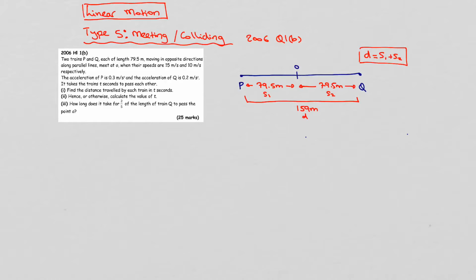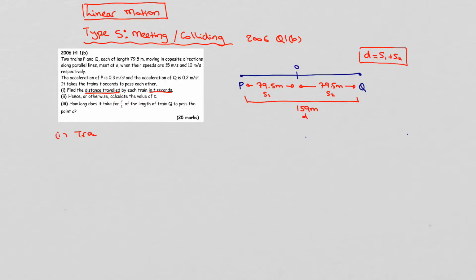So the first thing we want to do is set up the information we know about train P and train Q. And in question 1, it says find the distance travelled by each train in t seconds. So in other words, we're looking for S1 and S2, but in terms of t.